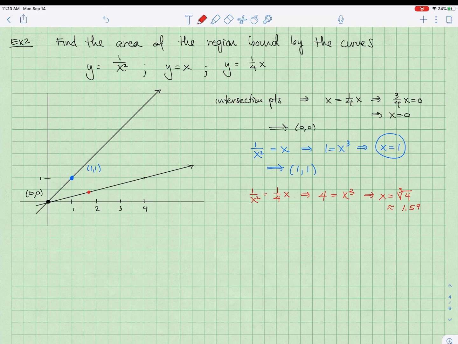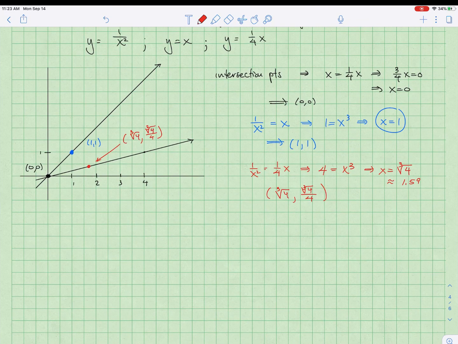And if x is equal to the cubed root of 4, then the y value is the cubed root of 4 over 4. Not a pretty number, but that's okay. Cubed root of 4, cubed root of 4 over 4. And our curve will come through here something like that. So that was y equals 1 over x squared. And we're interested in finding the area bound by these curves, this little roughly triangular region.